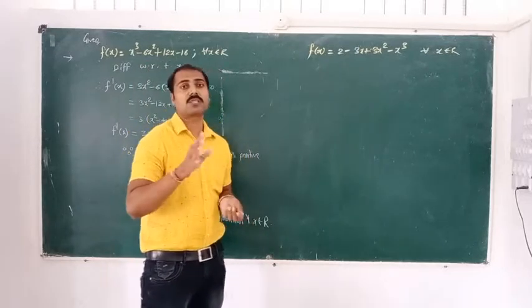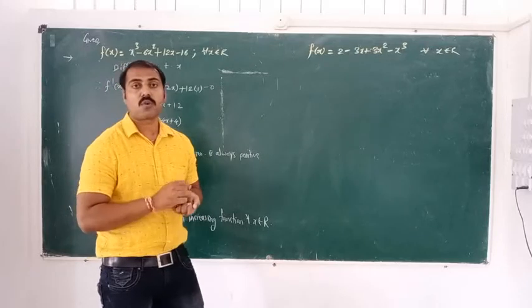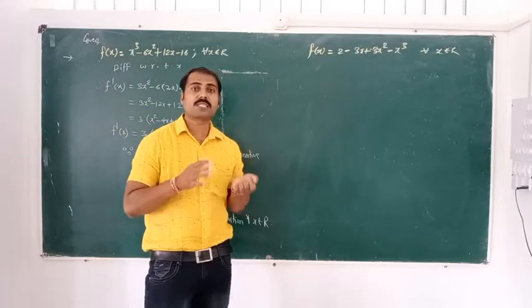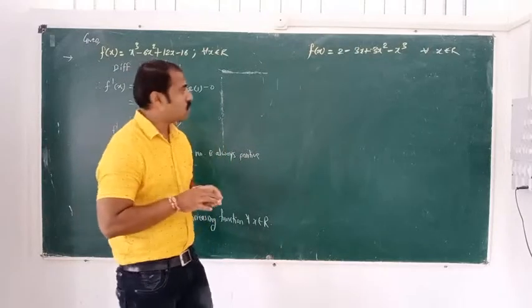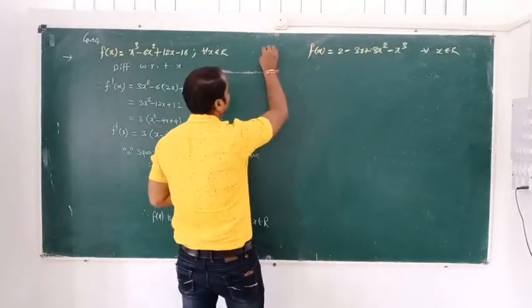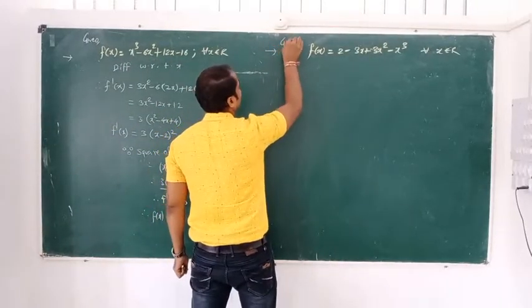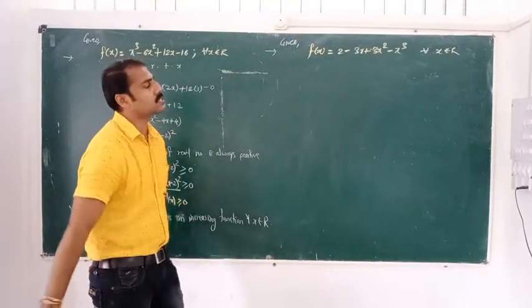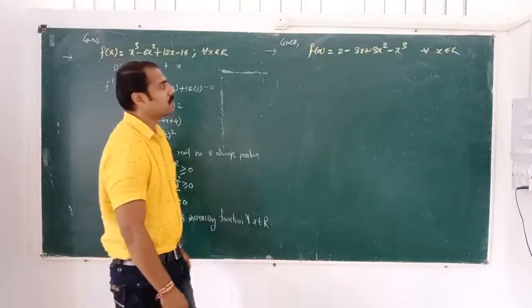For an increasing function, f dash of x is positive. For a decreasing function, f dash of x is negative. So first find f dash of x. For that, I can write here the solution: given f of x is equal to 2 minus 3x plus 3x square minus x cube for all x belongs to R.